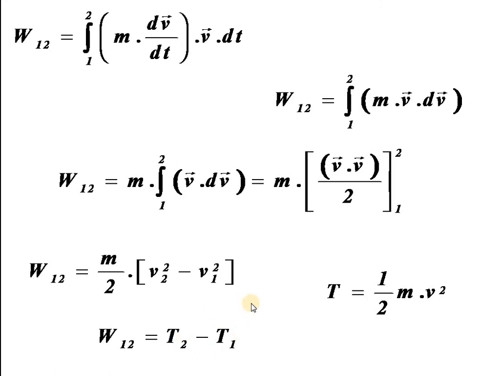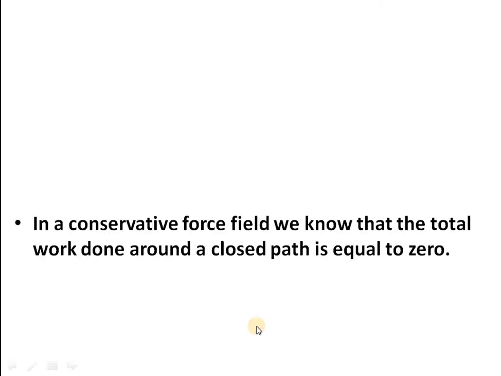So initially you can assume that it had a kinetic energy. You applied some work, you gave some work, so obviously its kinetic energy may increase. So that is the meaning of W1 equals T2 minus T1, a change in kinetic energy. The work done here equals the change in kinetic energy.